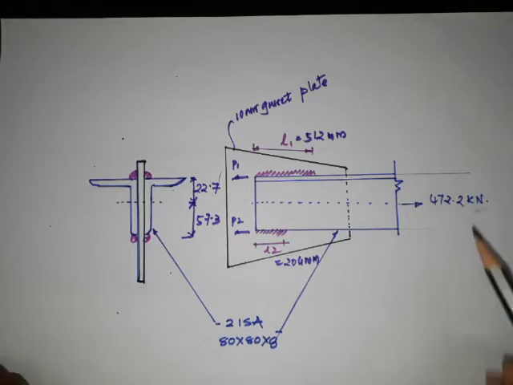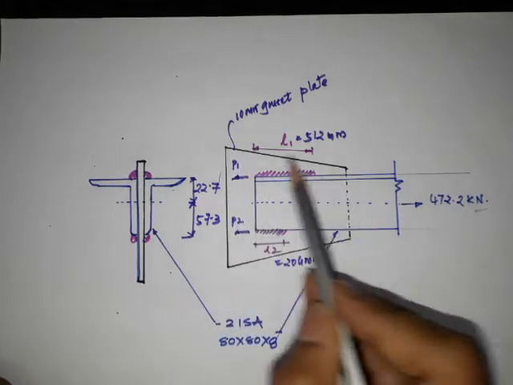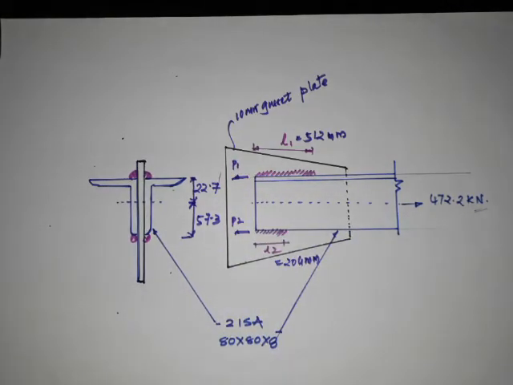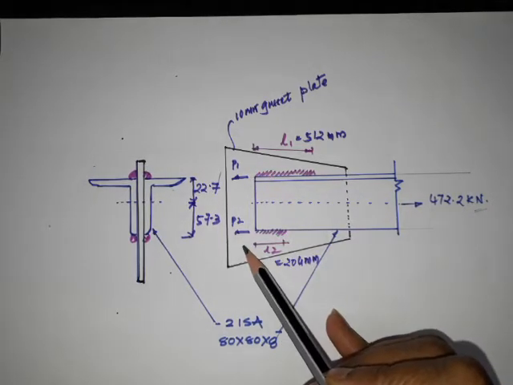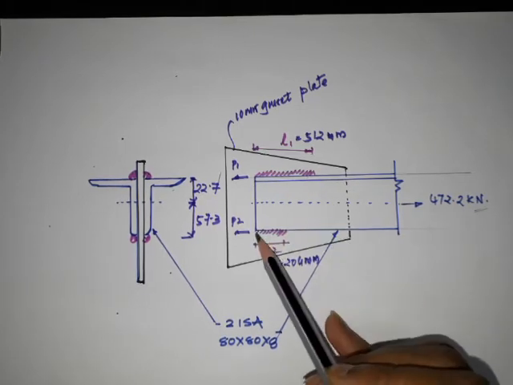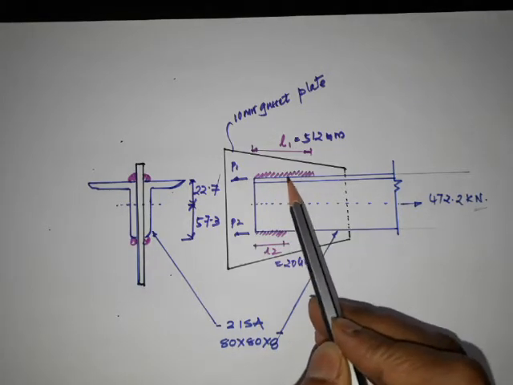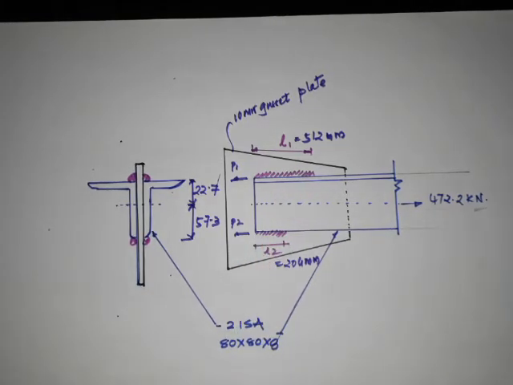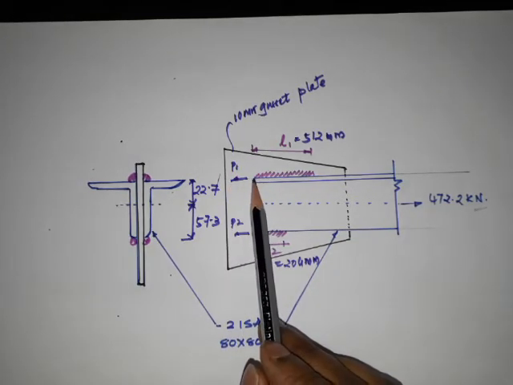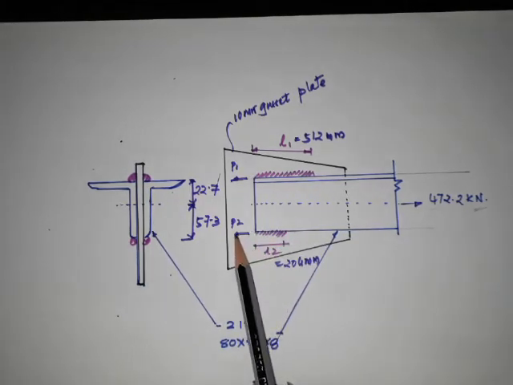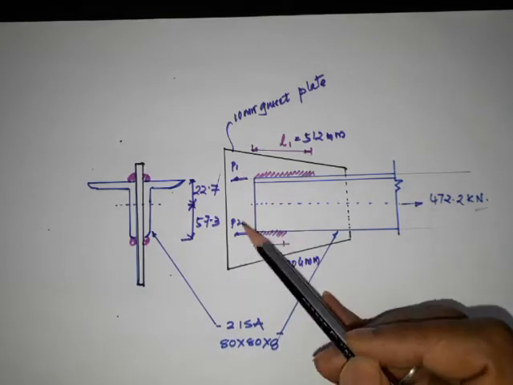The force acting over the member has to transfer to the gusset plate. What you can see here is the gusset plate, and the member is connected to the gusset plate. So the force has to transfer through the edges of the member. The edges should be connected by welding, because we are designing a welded connection. So for that, we first have to find out the force offered by one edge, P1, and the other edge, P2. So we have calculated the value of P1 and P2.